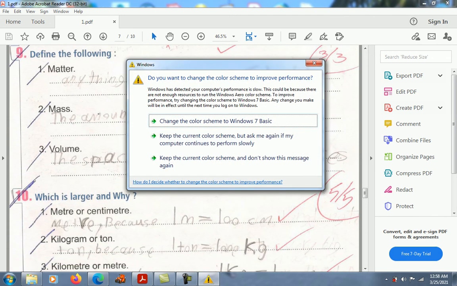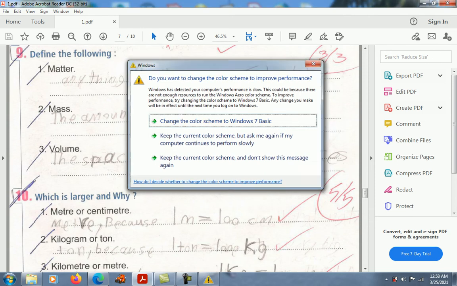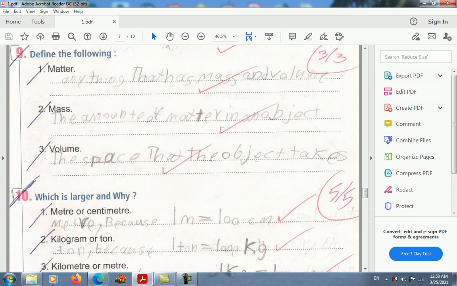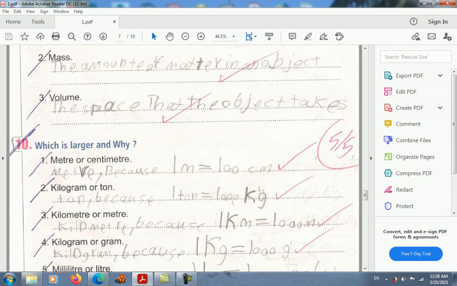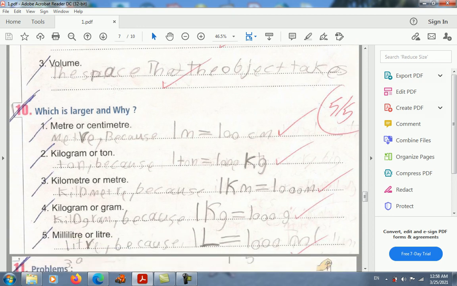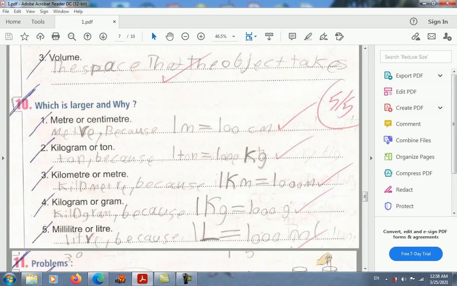9. Define the following. 1. Matter. It's anything or any object that has a mass and a volume. 2. Mass. The amount of matter that are in the object. 3. Volume. The space that the object takes.